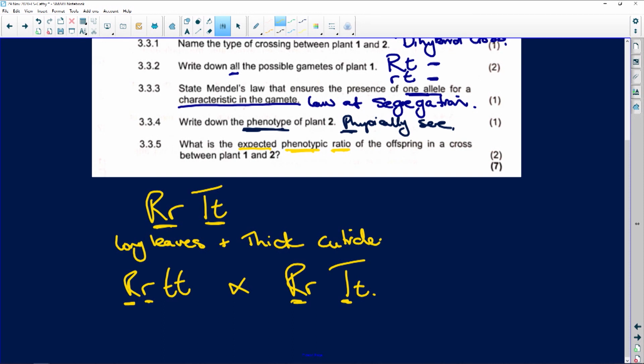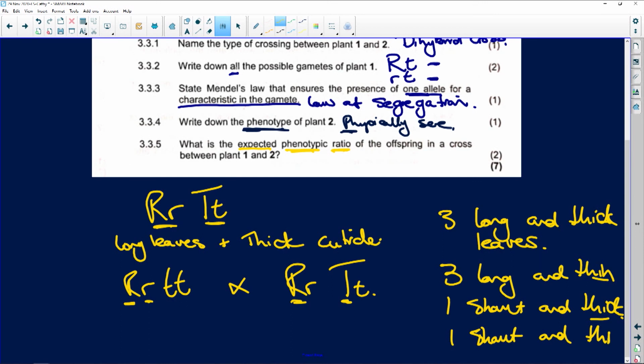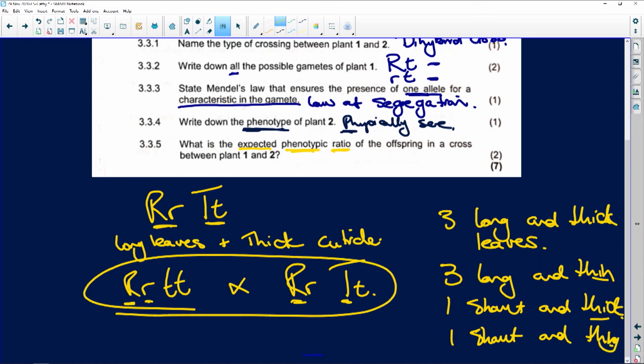At the end of the day, we're going to end up with 3 long and thick leaves. Okay? And we're going to have 3 long and thin. And we're going to have 1 short and thick. Remember, we're talking about cuticles here. Thick, and we're going to have 1 short and thin. All you do is you look at this here. Okay?